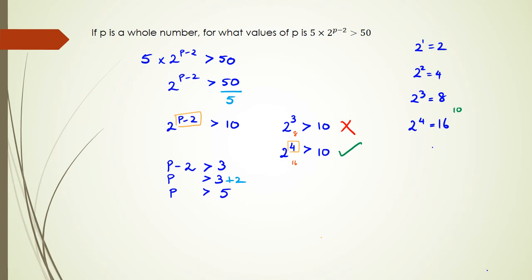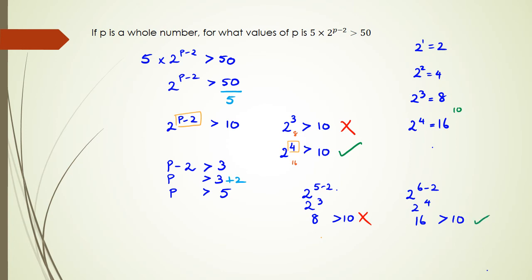Because if you put p equals 5, then this is what will happen. You'll get 2 to the power of 5 minus 2, which equals 2 to the power of 3, which equals 8. And of course 8 is not greater than 10, so therefore p can't be equal to 5. So anything above 5, it's going to work. And I'll show you, because if we have 2 to the power of 6 minus 2, then you're going to get that as 2 to the power of 4, which equals 16, and 16 is greater than 10.